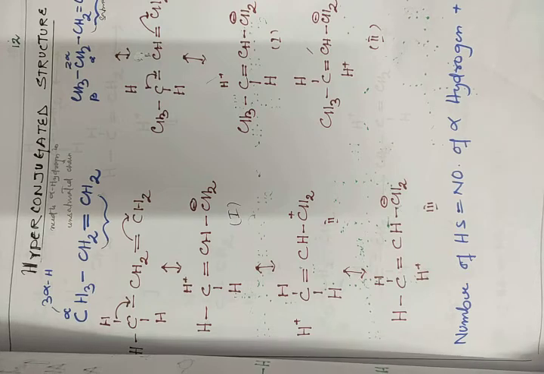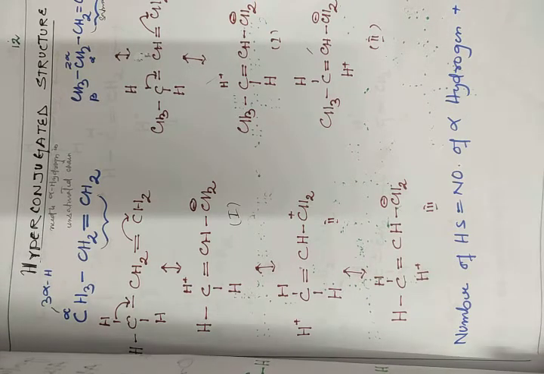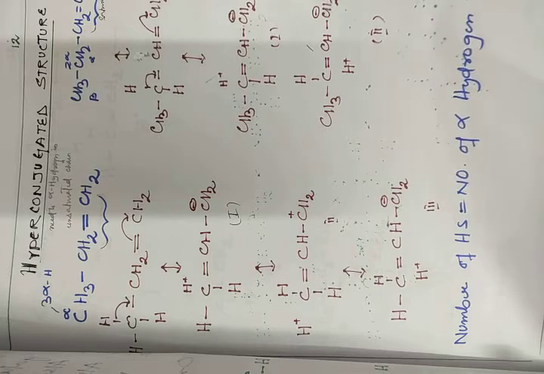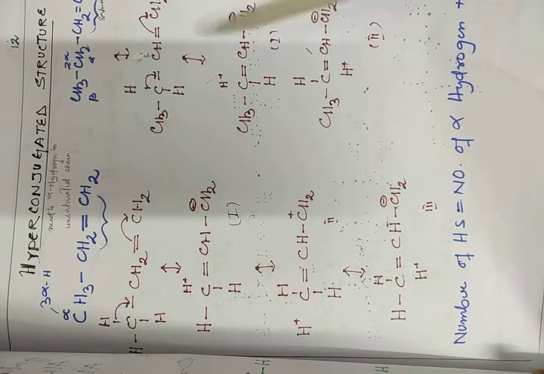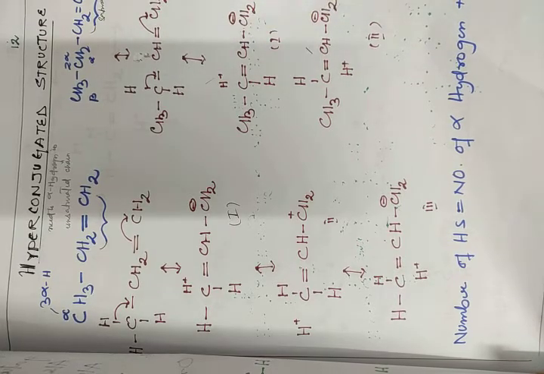Same as the next one. It will have 2 alpha, that means here 1 2, and then this one is having 2 alpha, so it includes as 3 alpha.